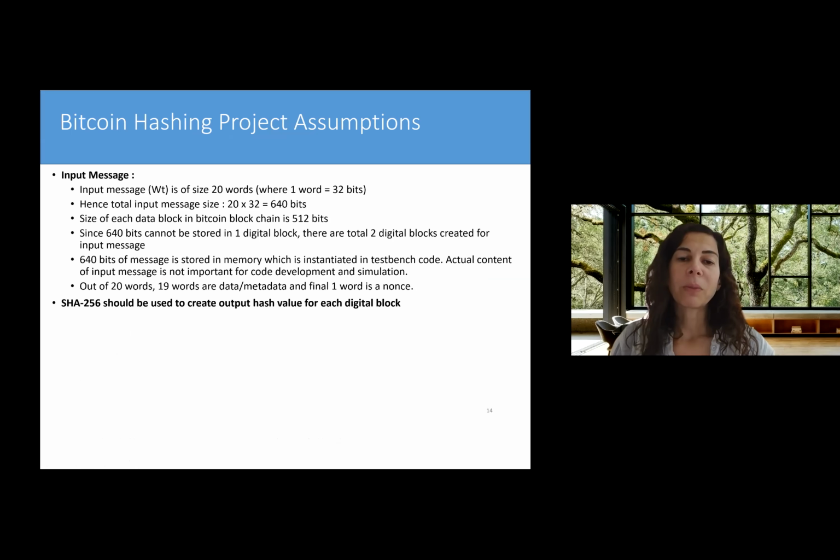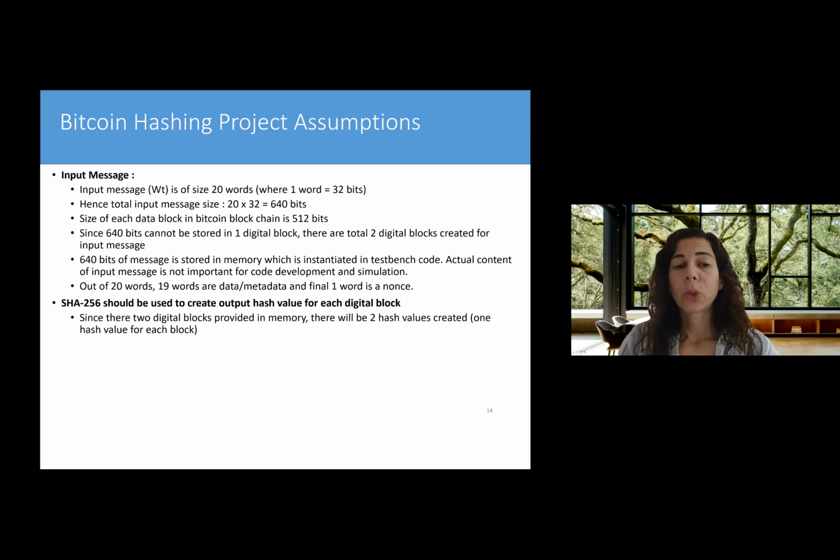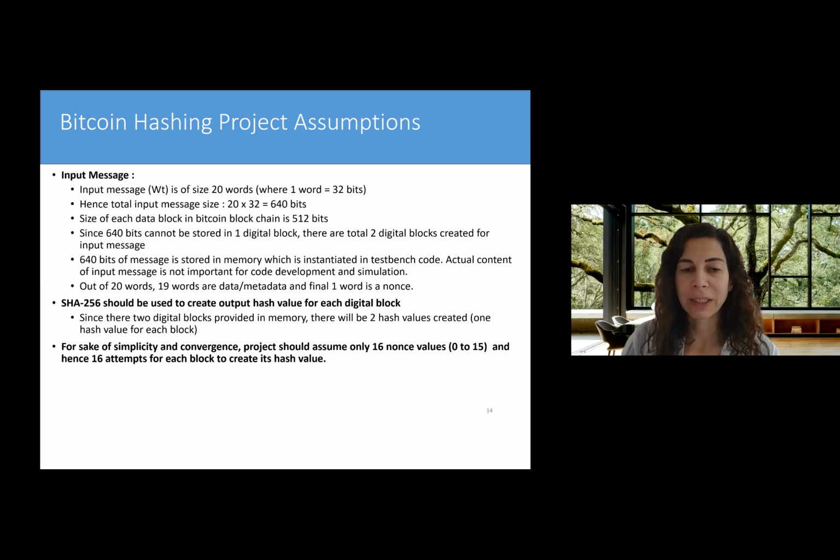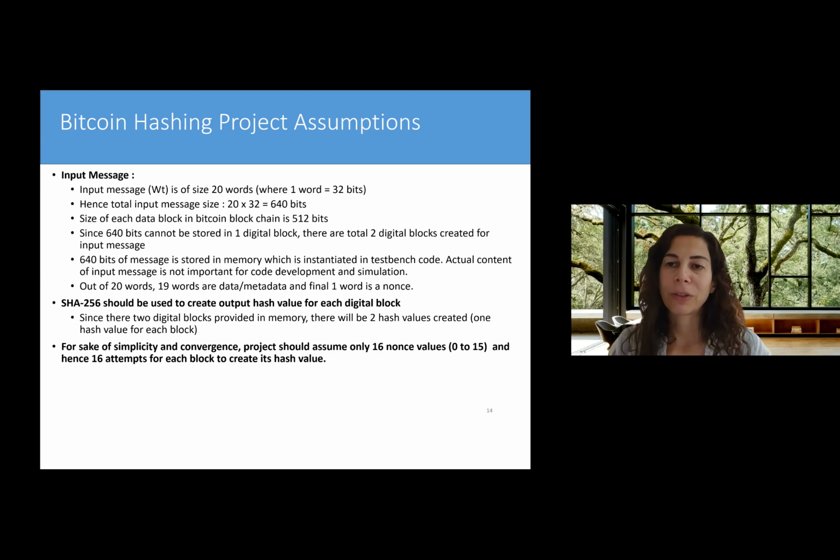Remember, we're going to use SHA-256 to create an output hash value for each digital block. So there are two digital blocks, which means there will be two hash values created, one hash value for each block. For the sake of simplicity and convergence, we only assume a 16-bit nonce value. In general, a 32-bit nonce means we're able to generate 2 to the power 32 different numbers, but we're not going to consider this range because it would be a lot of computation, and we don't have as many resources.